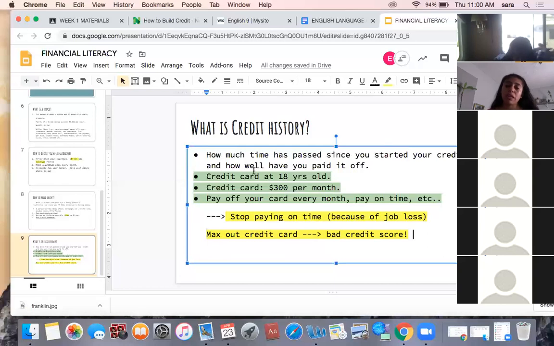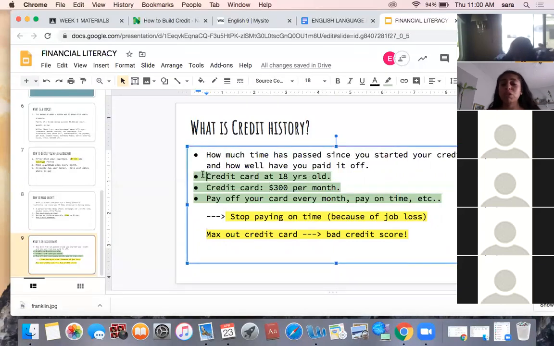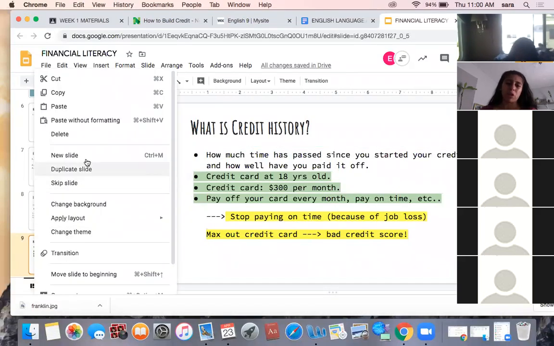Okay, so how does this work? When you start your credit, sorry, let me finish answering what is credit history. So credit history is the time you started borrowing money at 18 years old, all the way until you die, basically. How much credit you have is based on your credit history. And history has to do with paying it well, or if something goes wrong, not paying it well anymore.